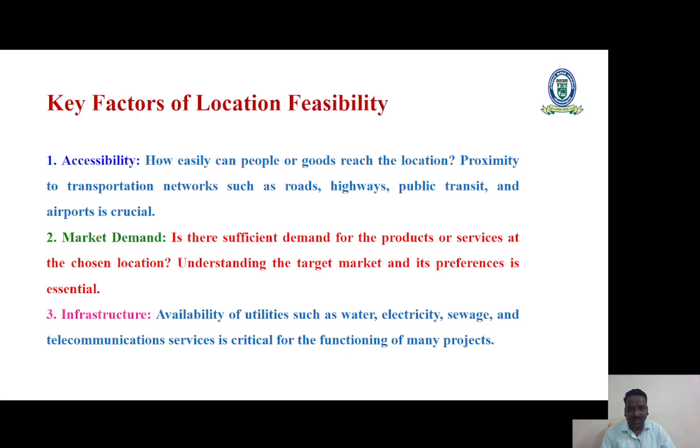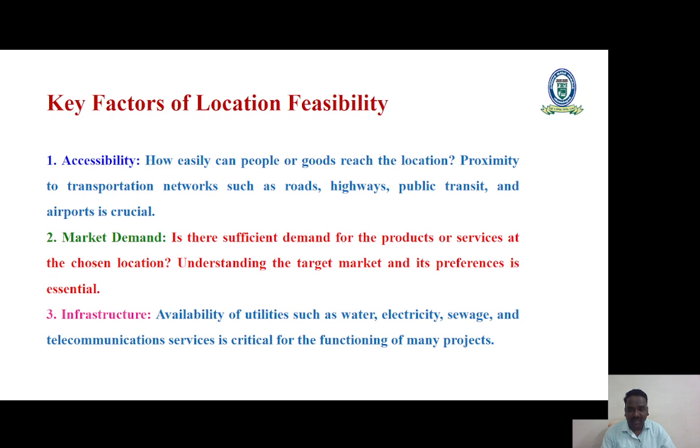Accessibility. How easily people or goods can reach the location. Proximity to transportation networks such as roads, highways, public transit, and airports is crucial. Market demand. Is there sufficient demand for the products or services at the chosen location? Understanding the target market and its preferences is essential.